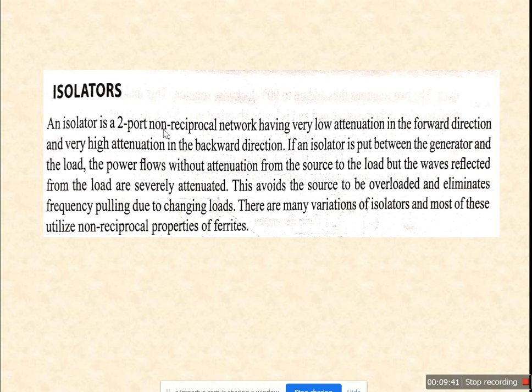An isolator is a two-port non-reciprocal network having very low attenuation in the forward direction and very high attenuation in the backward direction. In the ideal case, the backward attenuation is infinity. So in a broad sense you can say that the power flows from A to B, where A is the input side and B is the output side, but power does not flow from B to A.